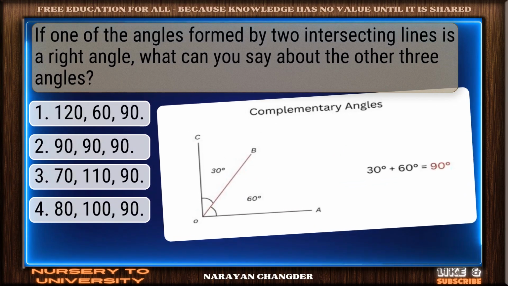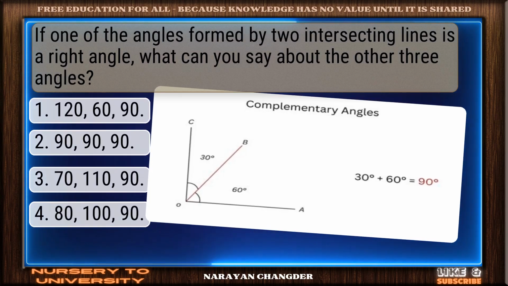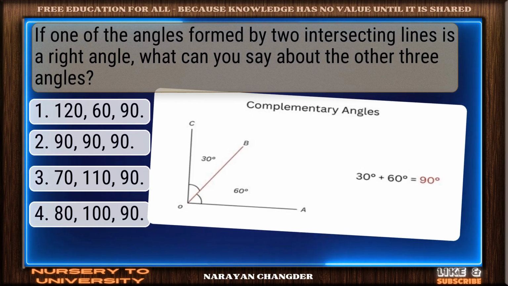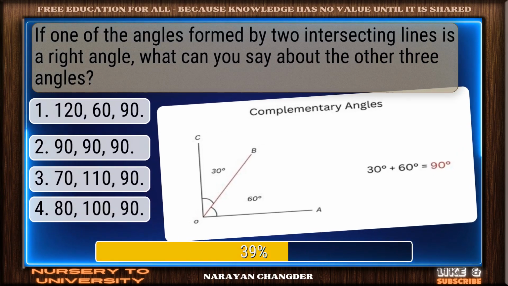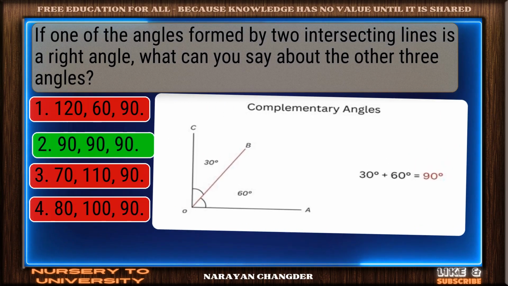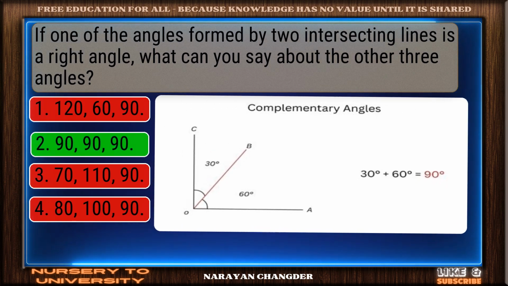Question number 29. If one of the angles formed by two intersecting lines is a right angle, what can you say about the other three angles? On track. 90, 90, 90 is the correct answer.